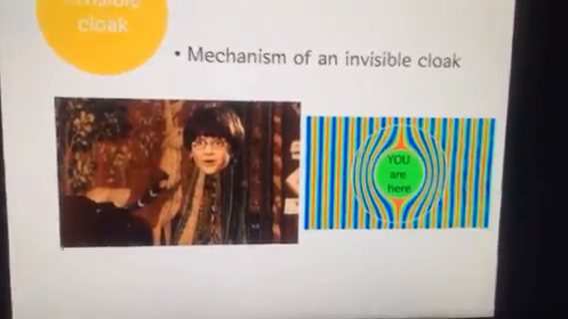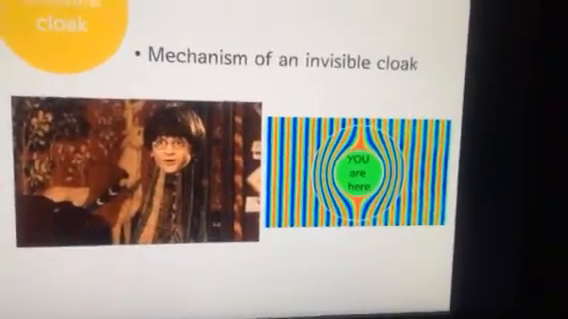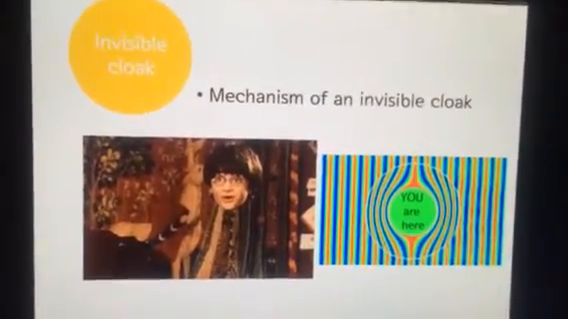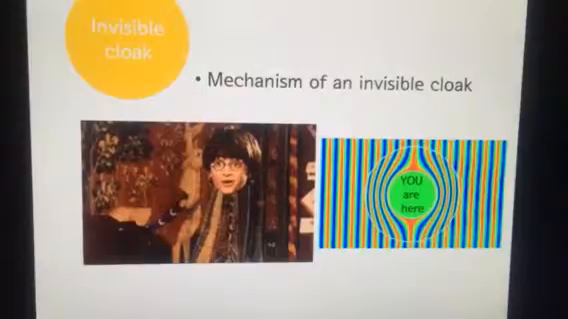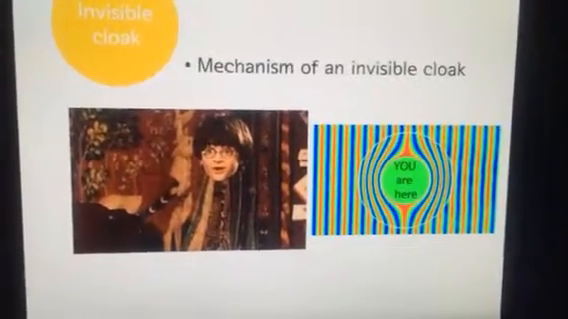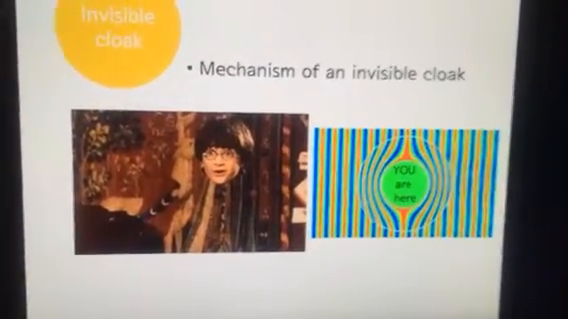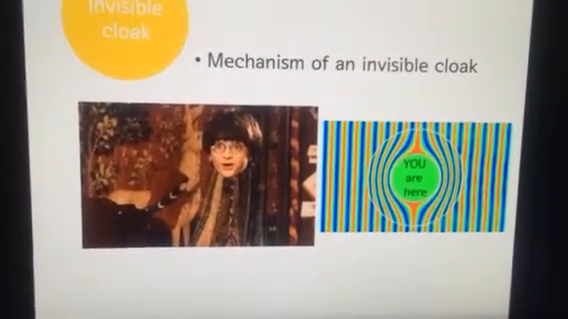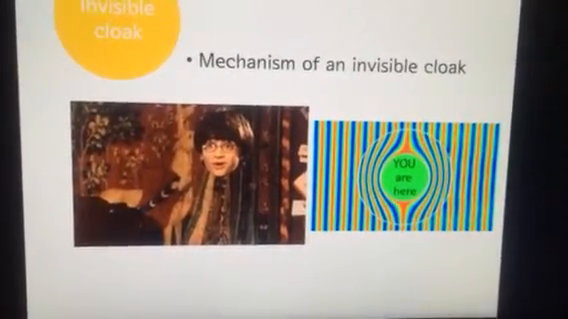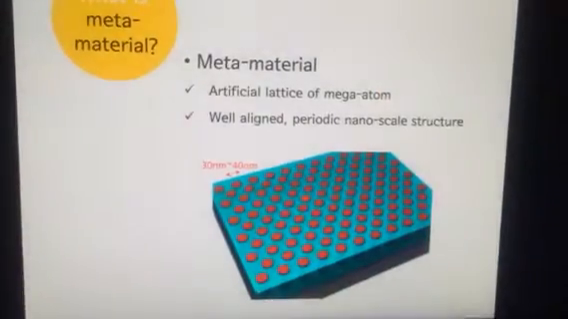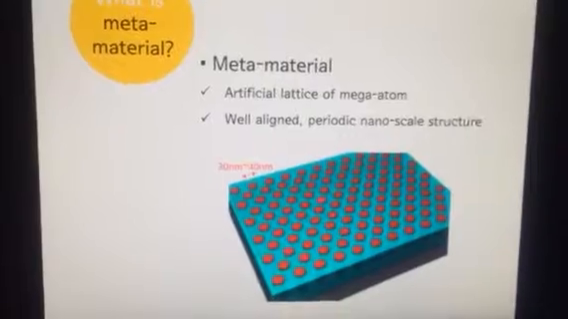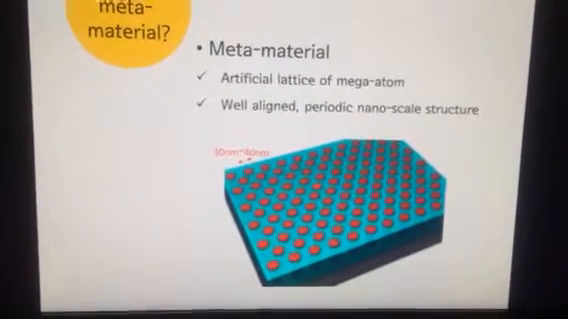The core mechanism of an invisible cloak is quite simple. Using an invisible cloak, light doesn't scatter or reflect on the surface of the cloak. It just tours around you like you don't exist there. So with metamaterial, we can make this kind of thing happen. Metamaterial may be very new to you, but don't worry, it is very simple.